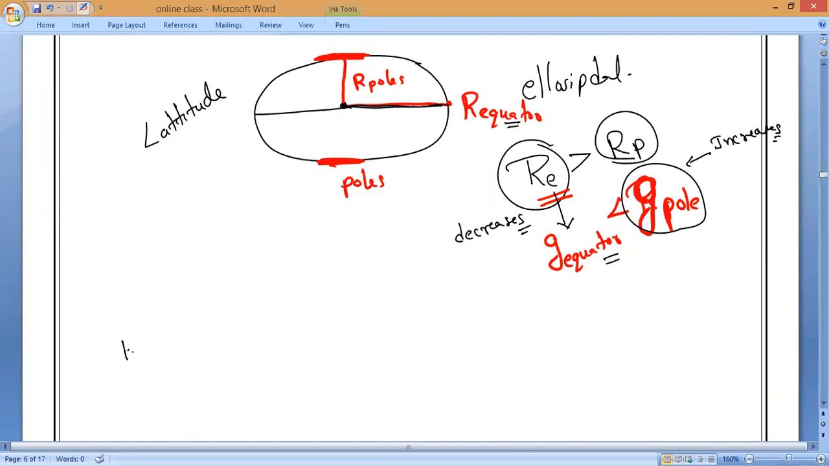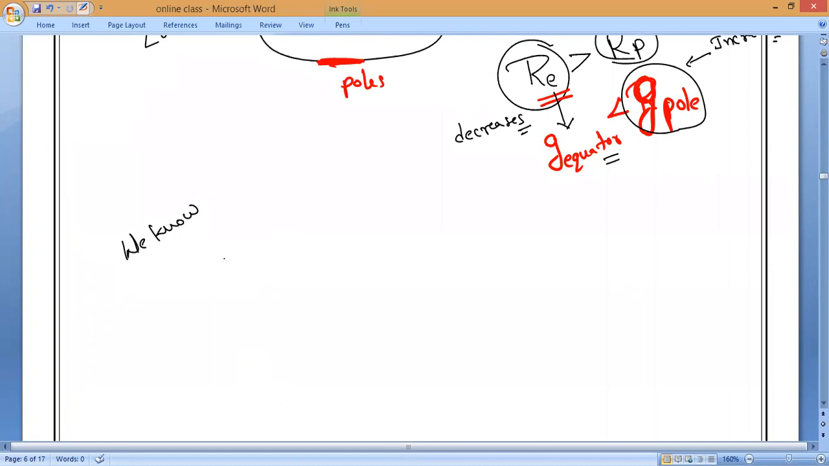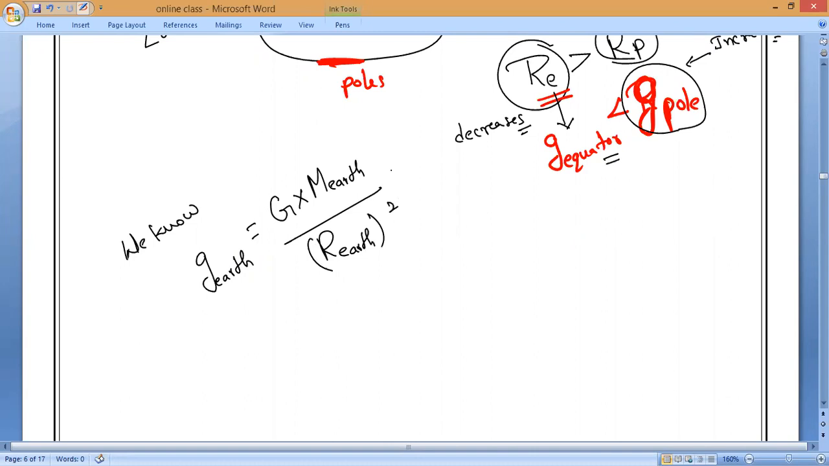But we know the average acceleration due to gravity of Earth is 9.8. It is G times the mass of Earth divided by the average radius of Earth squared. If we do this, we get the value, 9.8 meter per second square.